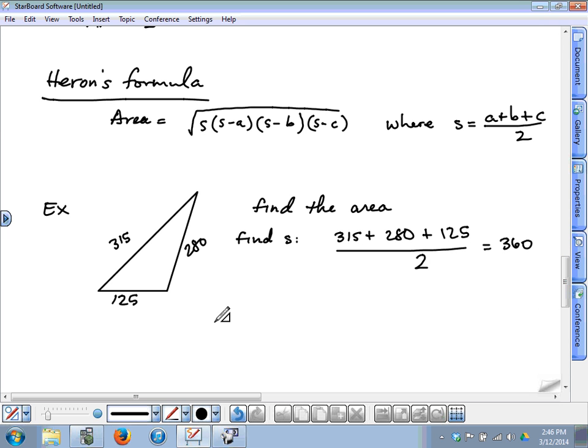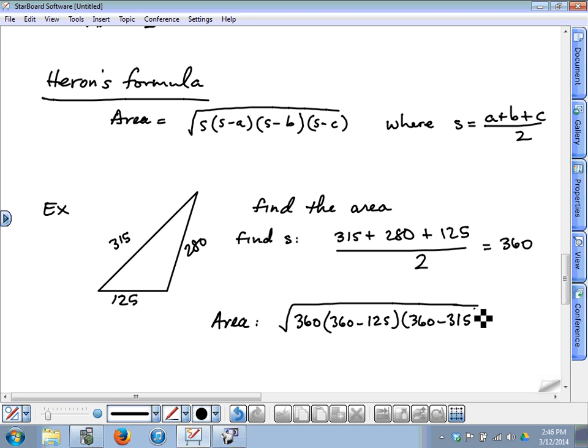So then using the formula, area is equal to the square root of 360 times the difference of 360 and all the corresponding sides. So 360 minus 125, times 360 minus 315, multiplied by 360 minus 280.